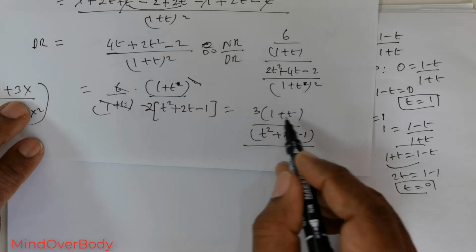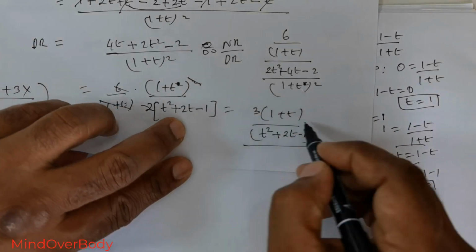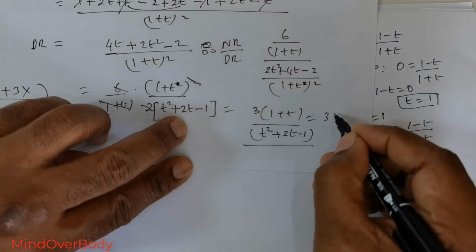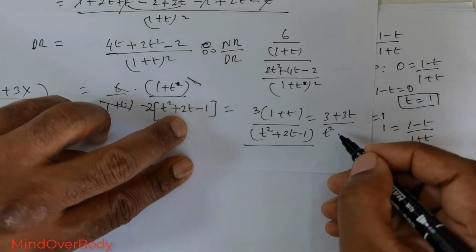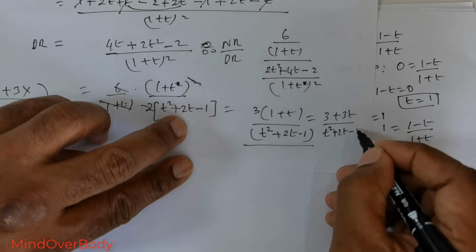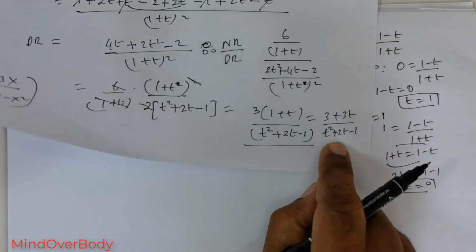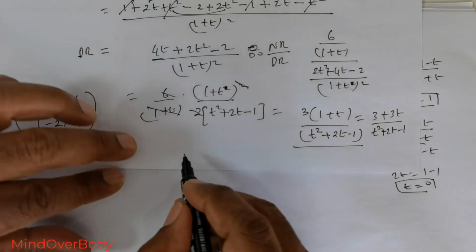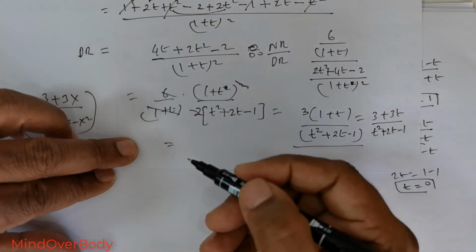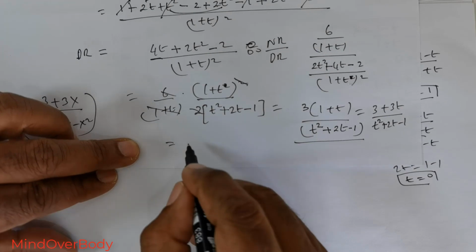Now you can actually push 3 inside and rewrite this as 3 positive 3t divided by t squared positive 2t negative 1. Right, you can write it like this. Now what I wish to do is take a negative sign out. You will be wondering, why am I doing it like this? You will understand within a minute.